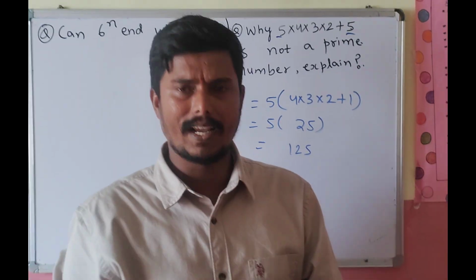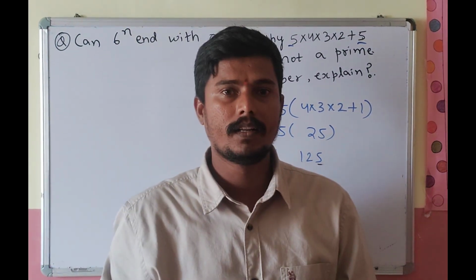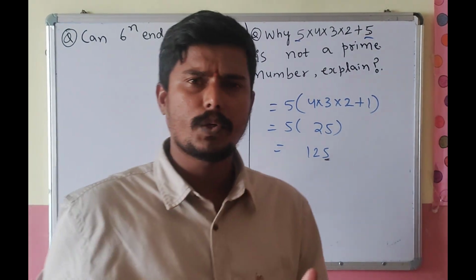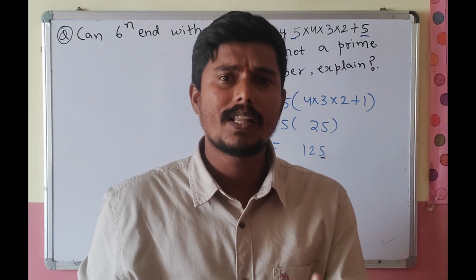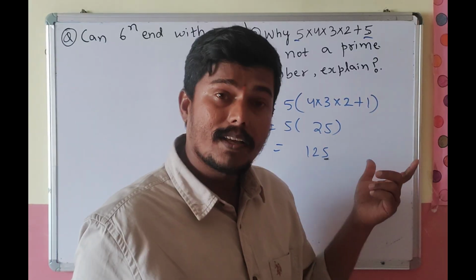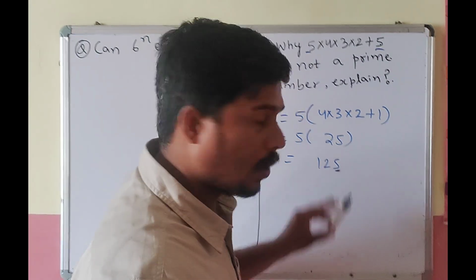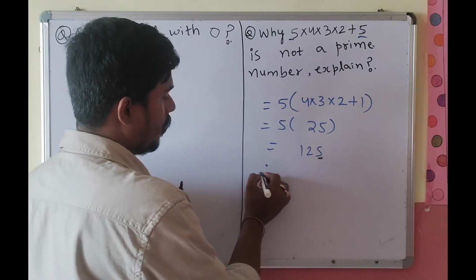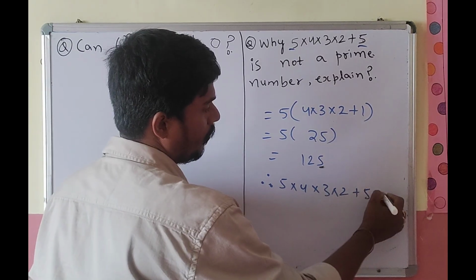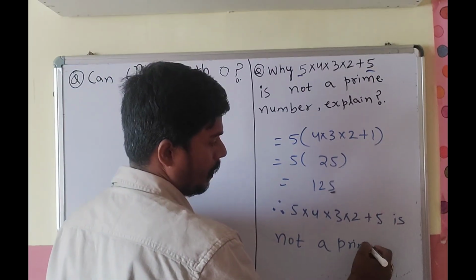Now if you tell about the factors of 125, what are they? Without doing anything, I can tell 3 factors. What are they? 125 has 1's place as 5, so 5 is a factor. So how many factors did I tell without doing anything? 3 factors. A prime should have only 2 factors, 1 and the number itself. But it has 1, the number itself and 5. If you find other factors also, you will get them. So therefore this is very clearly not a prime. So 5 into 4 into 3 into 2 plus 5 is not a prime number.